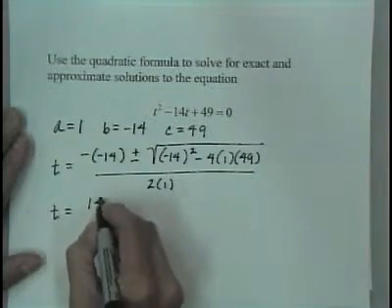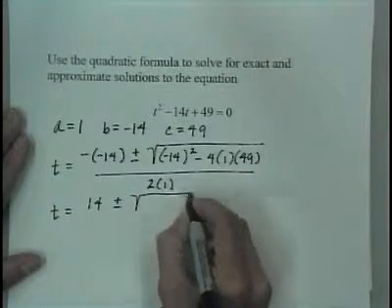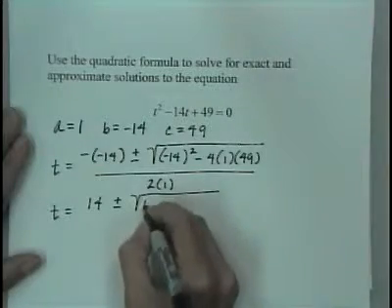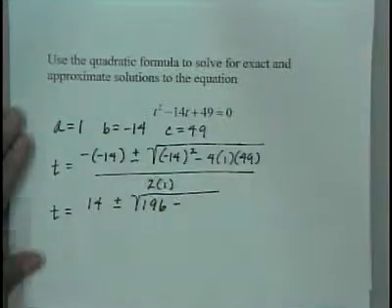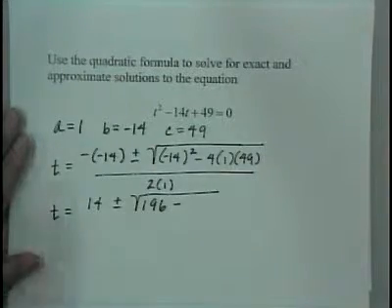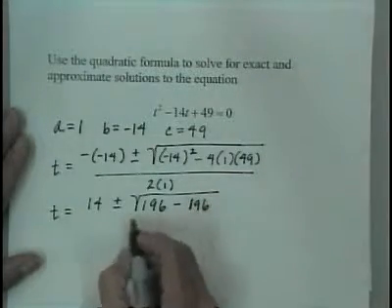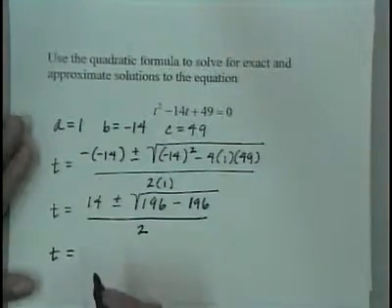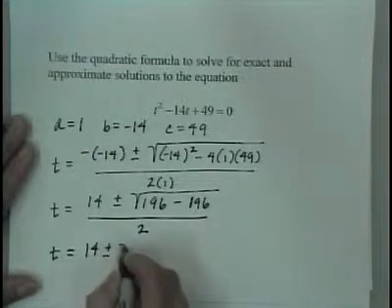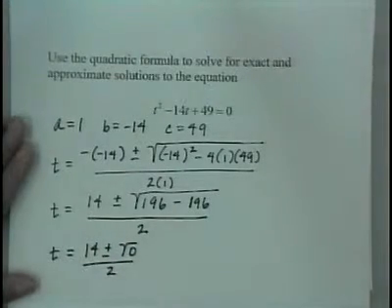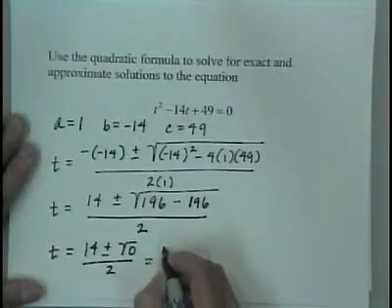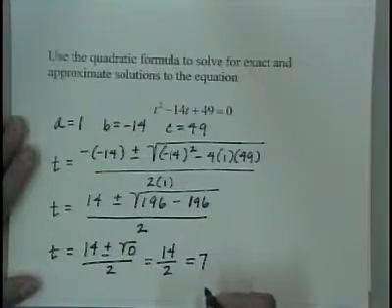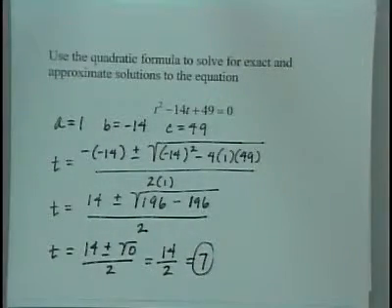Simplifying, t equals 14 plus or minus the square root of 14 squared, which is 196, minus 4 times 49, which is also 196, but we haven't made a mistake, divided by 2. And so this is t equals 14 plus or minus the square root of 0 over 2. The square root of 0 is 0, so we only get one solution, 14 over 2, which is 7, and that is the solution to the quadratic equation.